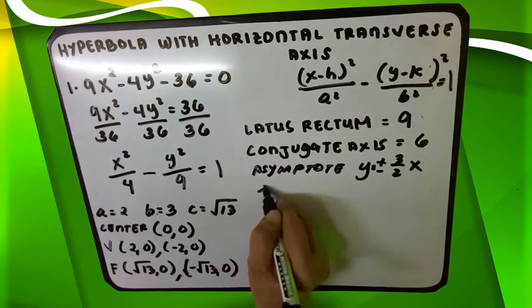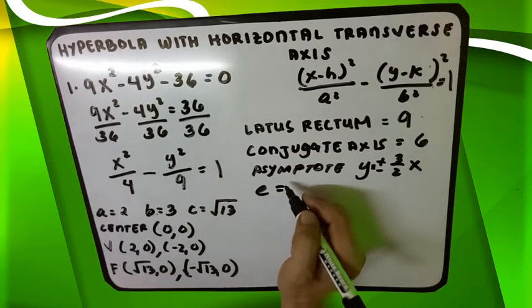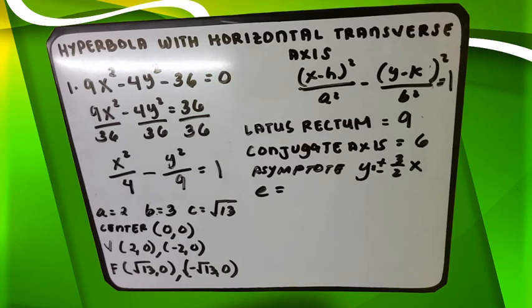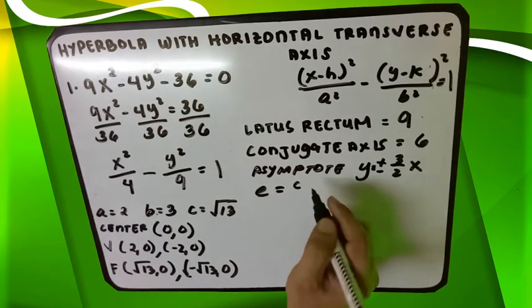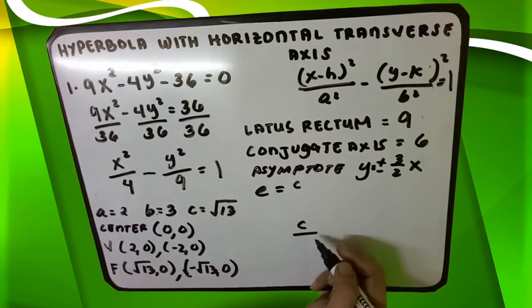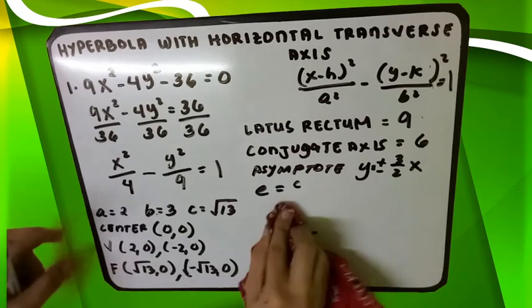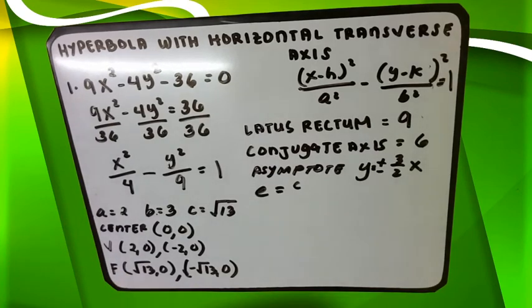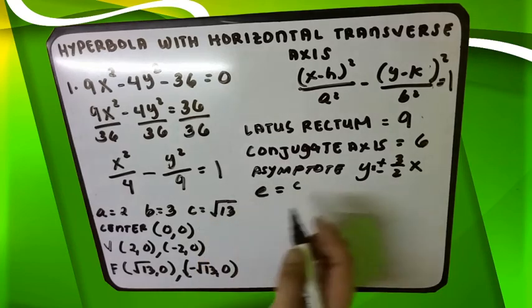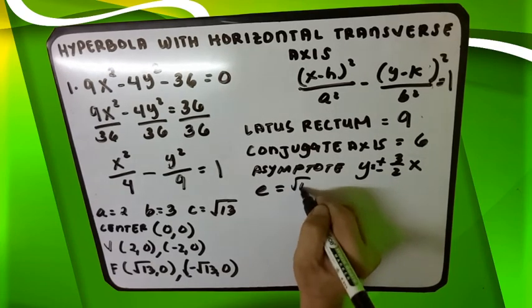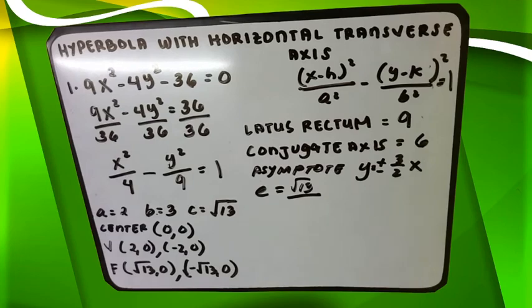And then eccentricity, yun na lang. So that is, nakuha na natin yung square root of a square plus b square. So ayun kasi numerator, and that is c. And then for the denominator, that is a. So it means eccentricity is square root of 13 over, ang a natin ay 2.